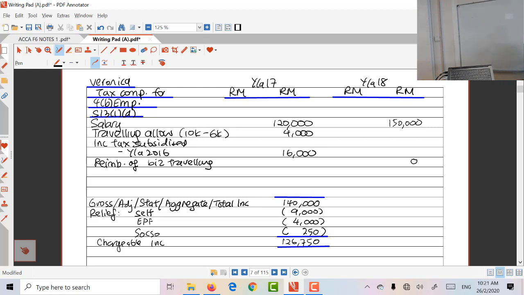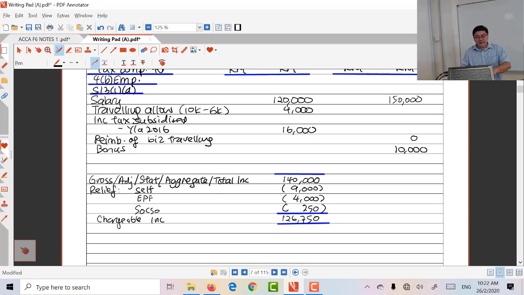That means you didn't actually differentiate between an allowance and a reimbursement, which is what we have just explained earlier. So take note of that. That's a mistake I see. Okay, then there's a bonus that they mentioned, which is 10,000.